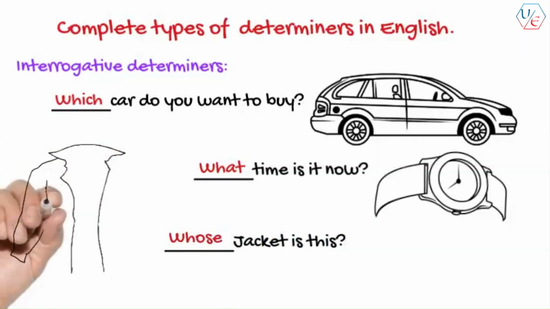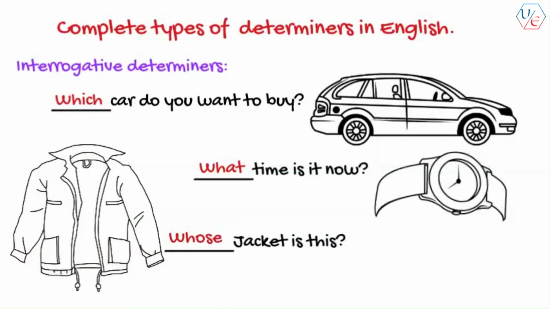Whose jacket is this? Here the noun jacket is introduced by the question word whose. So, here, the words what, which, and whose are used to ask questions. These are the only interrogative determiners in English. These words modify the nouns they immediately precede: car, time, and jacket in these examples.